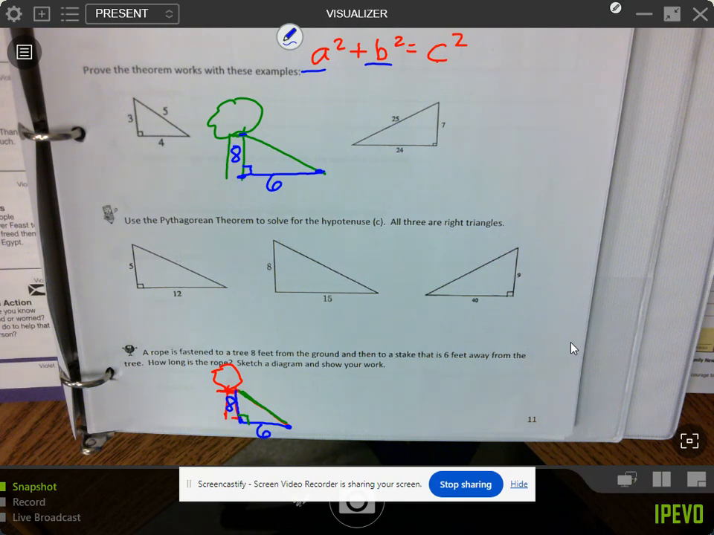So you will have a word problem on the test. You do need to know how to put those words into a picture. I do expect to see your picture to make sure that you know where your 2 legs are and how to find the hypotenuse. Okay, you have to be able to translate that.